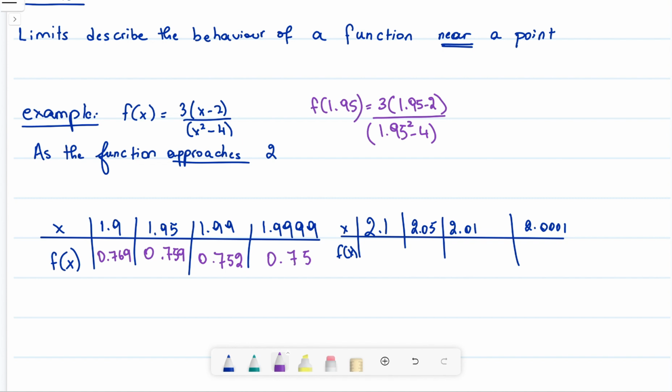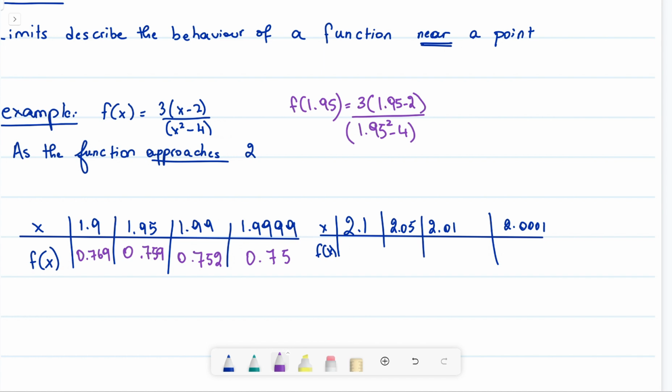Now let's look at values that are a bit larger than 2. So let's look at 2.1. So if we do f of 2.1, this is (3 times 2.1 minus 2) divided by (2.1 squared minus 4). And plug it in on your calculator and you will get 0.732. Let's try 2.05. You will get 0.740. Let's try 2.01. You will get 0.748.